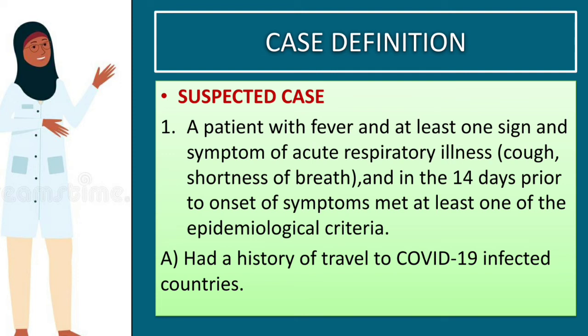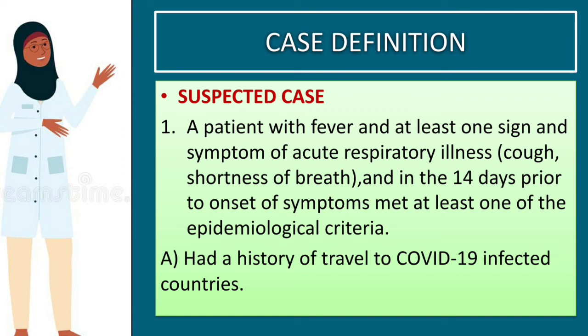Generally, the patients can be classified into suspected case and confirmed case. First of all, let's see about the suspected case. If a person comes with fever and with any of the respiratory signs and symptoms like shortness of breath or cough, the healthcare worker will search for any epidemiological link.